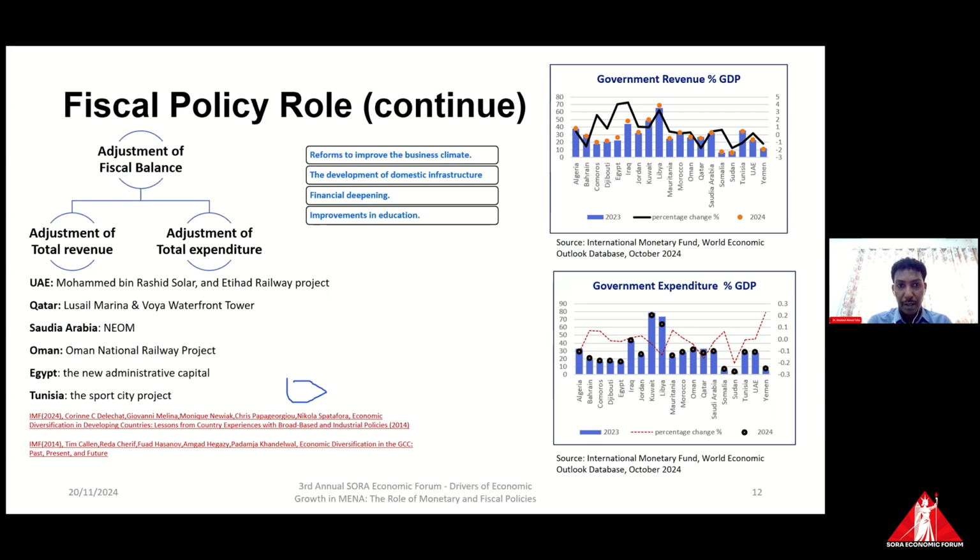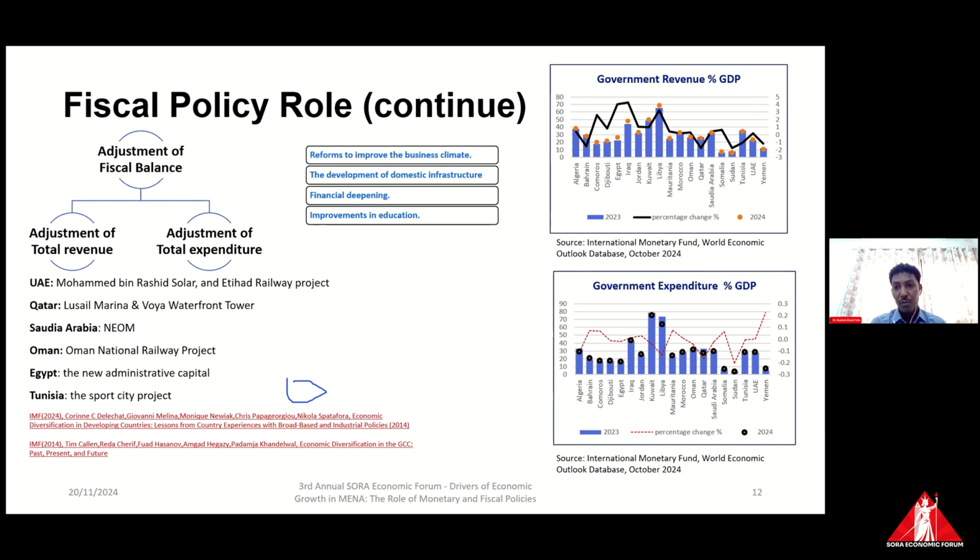Well, here the adjustment has to be done on the revenue side and expenditure side. And of course, we can go for different disaggregation. If, for example, we focus on the revenue side, we can go for tax and non-tax revenue, or we can go for another disaggregation, like, for example, oil revenue and non-oil revenue.